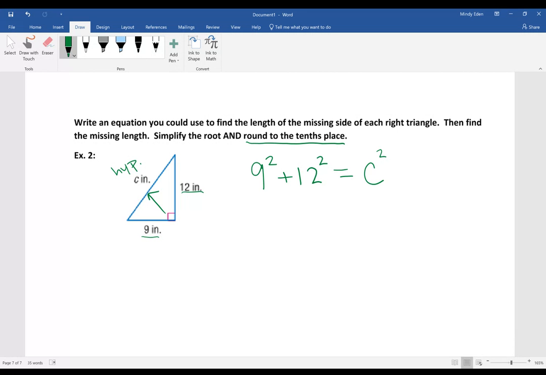So now, depending on where your variable is, you'll do different calculations. So 9 squared is 81, plus 12 squared is 144, and that equals C squared. So I'm going to add these together, and that equals C squared. So now, in order to get C, the inverse operation would be to take the square root of both sides.